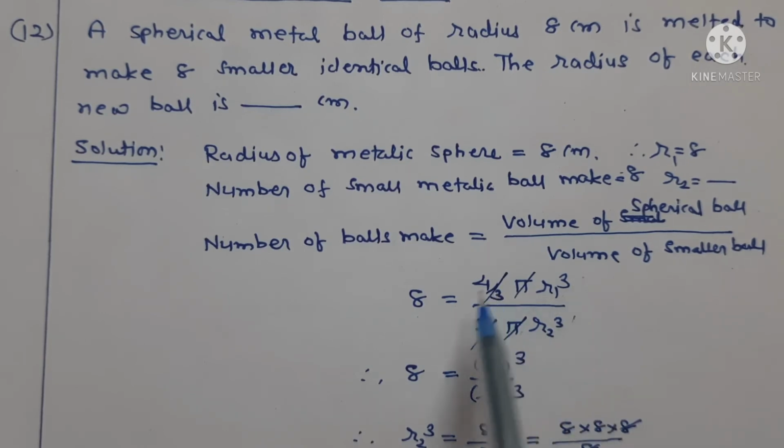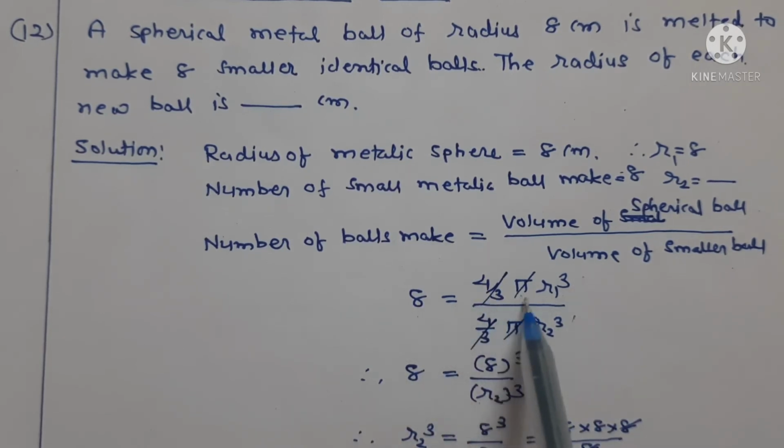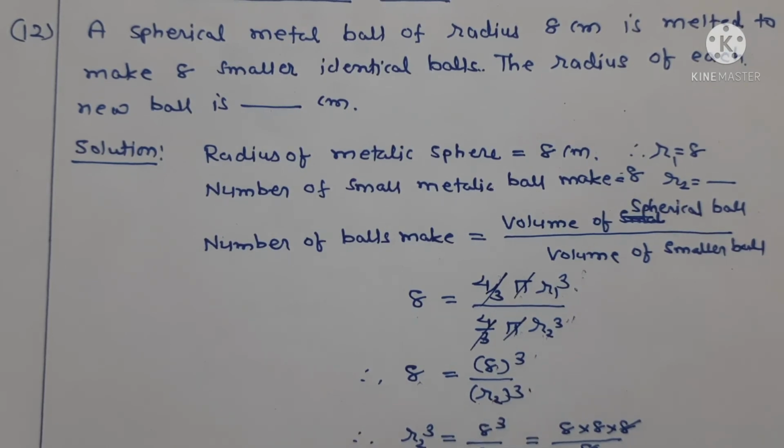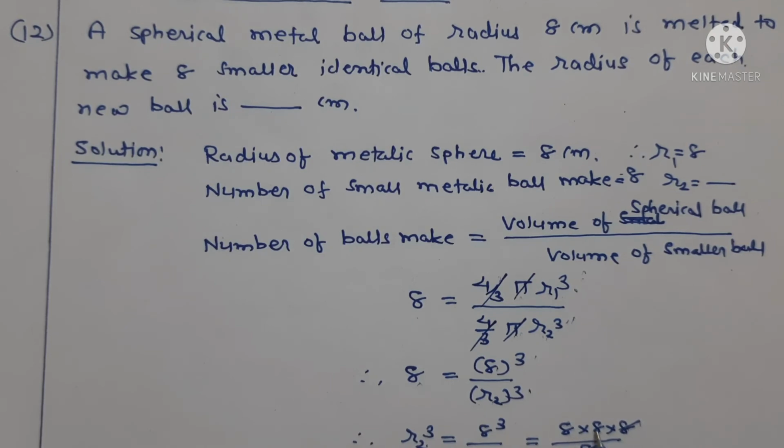Volume of a sphere equals 4 upon 3 pi r cube. So 8 equals 4 upon 3 pi r1 cube upon 4 upon 3 pi r2 cube. Pi cancels, 4 upon 3 cancels. So r1 upon r2 whole cube. Here r1 equals 8 is given, so 8 cube upon r2 cube. We have to find r2. Therefore r2 cube equals 8 cube upon 8, that is 8 into 8 into 8 upon 8, equals 64. r2 cube equals 64.